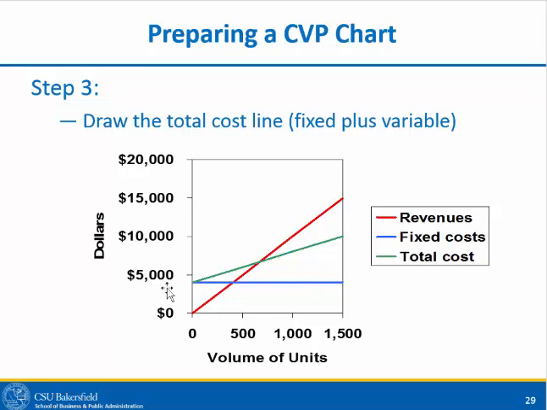The next one you can draw is the total cost line. This is the green one here. It's going to be fixed plus variable. That's why you can see that this total cost line starts at what? This y-intercept, which is the fixed cost point here. Then it has a slope due to the variable cost component. So this green line is the total cost line.